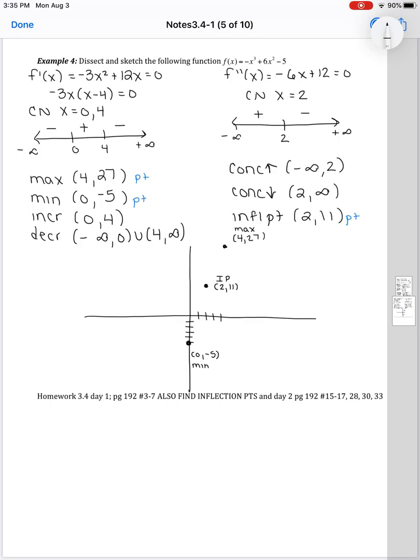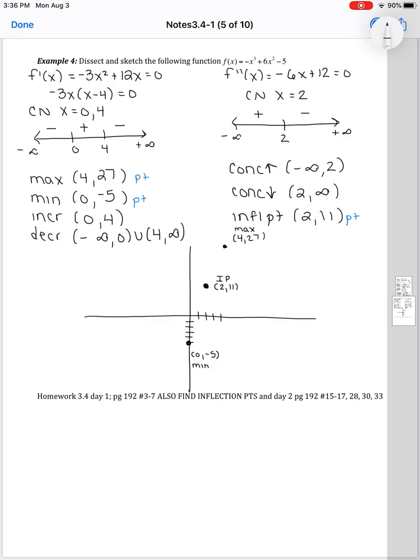All right, now 2, 11 is an inflection point, IP. 4, 27 is a max, and 0, negative 5 is a min. So a maximum is like a hill in the graph. A minimum is like a valley, so a low point. Now, the last four things we have to account for are intervals of increasing, decreasing, concave up, and concave down. Honestly, I think if we focus on concavity next, it's a little bit easier, and then you'll be able to double check to make sure that it actually matches up with increasing and decreasing.